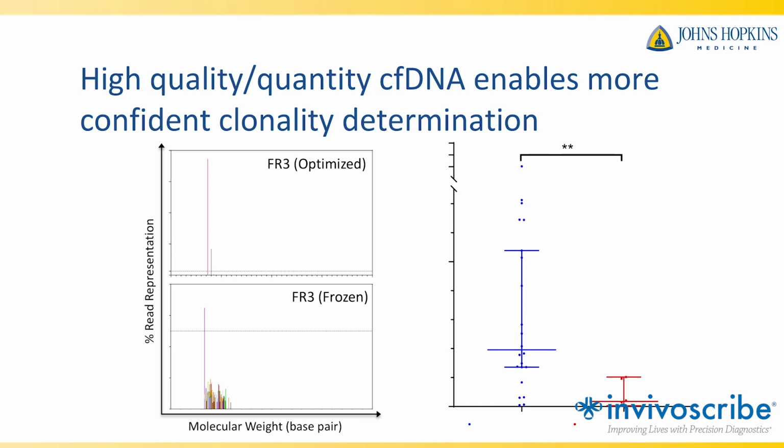So we have molecular weight and base pairs on the x-axis. Each color is a single molecule or sequence. And then on the y-axis, we have percent read representation. And you can see that after optimization, the scale here is 80%. The scale here is maybe 4%. So you have much less noise, right?